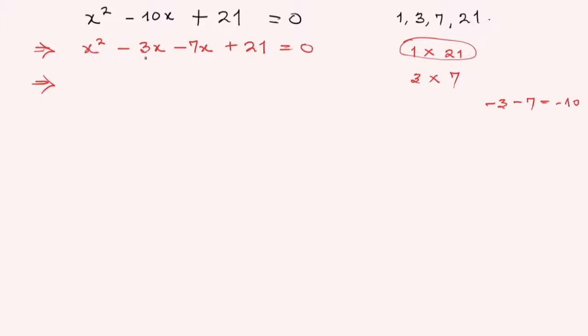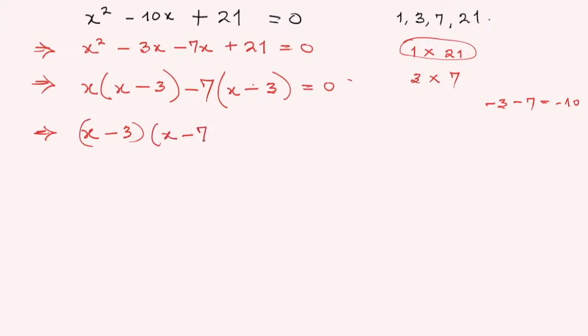For these two terms, x is a common factor. So x squared divided by x is equal to x, and minus 3x divided by x is equal to minus 3. For these two terms, minus 7 is a common factor. Minus 7x divided by minus 7 is equal to x, and 21 divided by minus 7 is equal to minus 3. So our factors are x minus 3 and x minus 7. From this we can tell that our roots are x equals 3 or x equals 7.